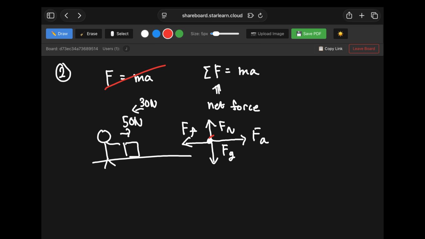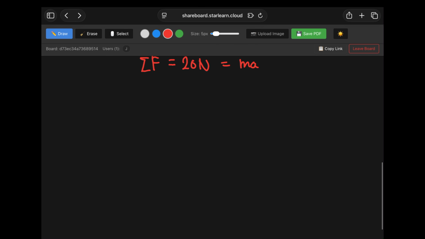And thankfully, normal force and gravity cancel each other out. That makes sense because it's not moving up or down. It's just moving left or right. So we have to add up the friction force and the applied force. And then we'll get a net force of 20 newtons. So we have the sum of the forces equals 20 newtons, and this is equal to ma. So just make sure you're adding up all the forces, and that is equal to ma. Right.